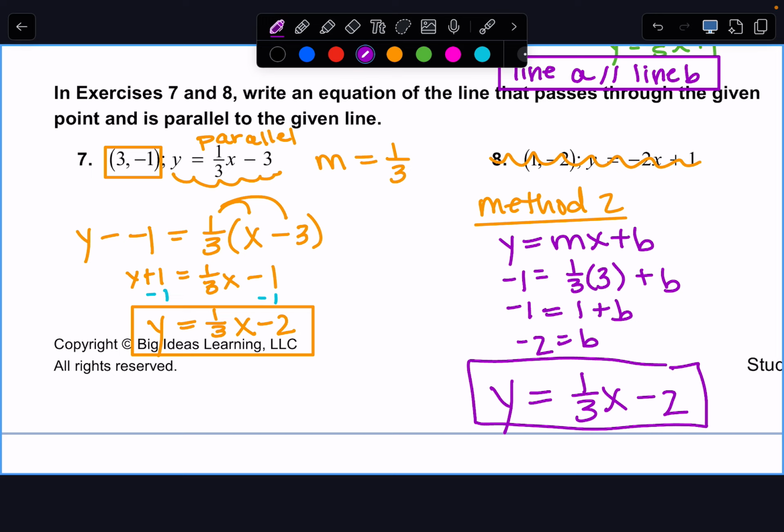Okay, I want you to just know that if you don't like point-slope form, you could just do slope-intercept form, and that's the only thing you remember, and just solve for b.